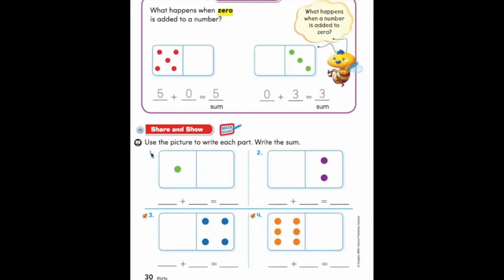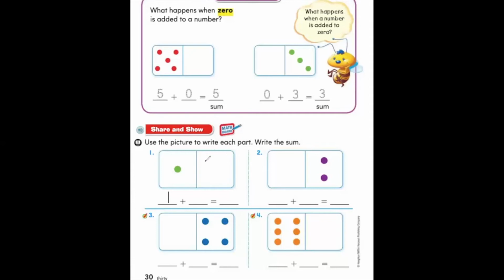The directions say, use the picture to write each part. Write the sum. So let's look at our picture. The first part of our picture shows 1 dot. That means we are going to write in our addition sentence 1. 1 stands for 1 dot.